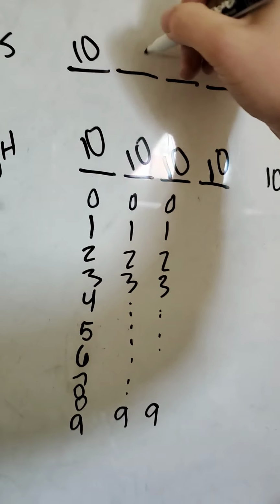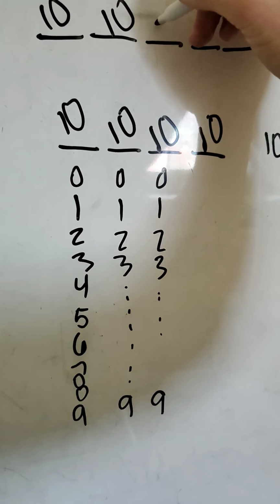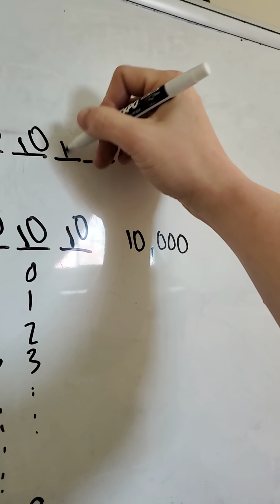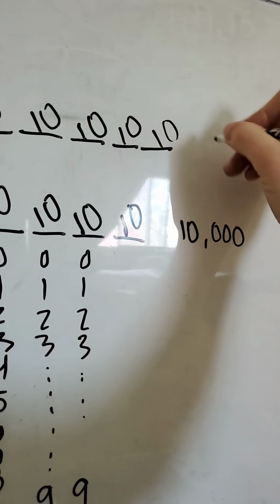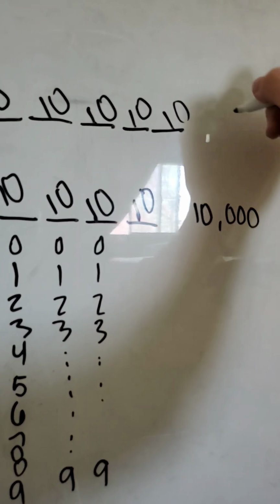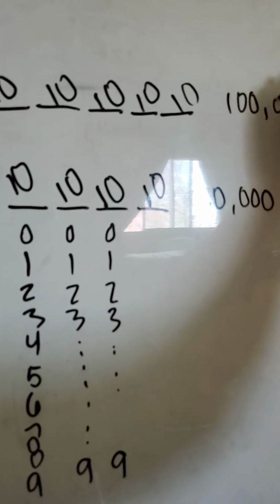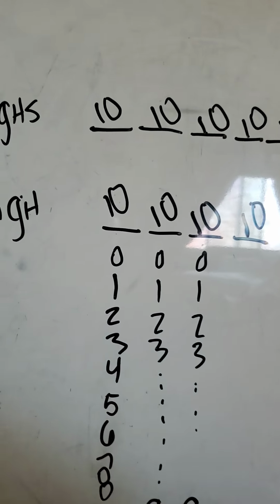Now we have 10 ways to choose the first, 10 ways to choose the second, 10 ways to choose the third, 10 ways to choose the fourth, and 10 ways to choose the fifth. That's going to be 10 times 10 times 10 times 10 times 10. There's 100,000 ways to make this password.